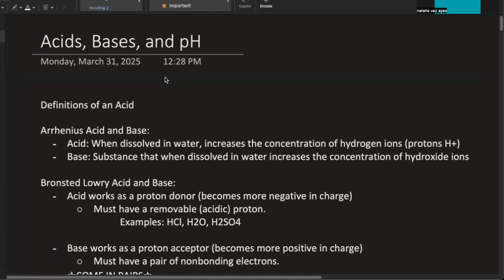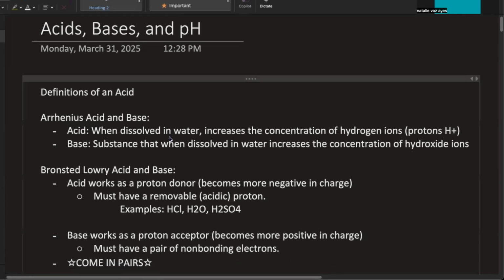So we're going to cover acids, bases, and pH. We're going to do some practice problems. First, I'm going to give a little bit of a mini lesson beforehand, just so we can all start on the same level. Okay. So we're going to start off with the definitions of an acid.